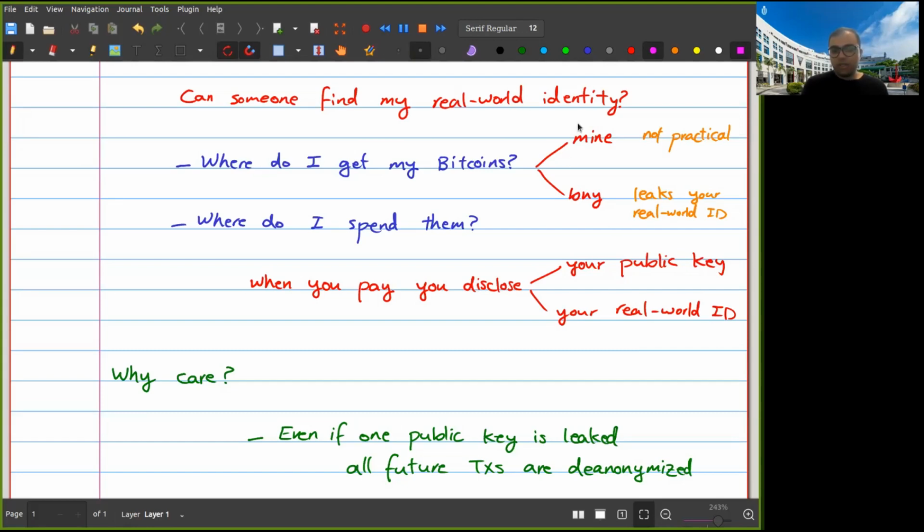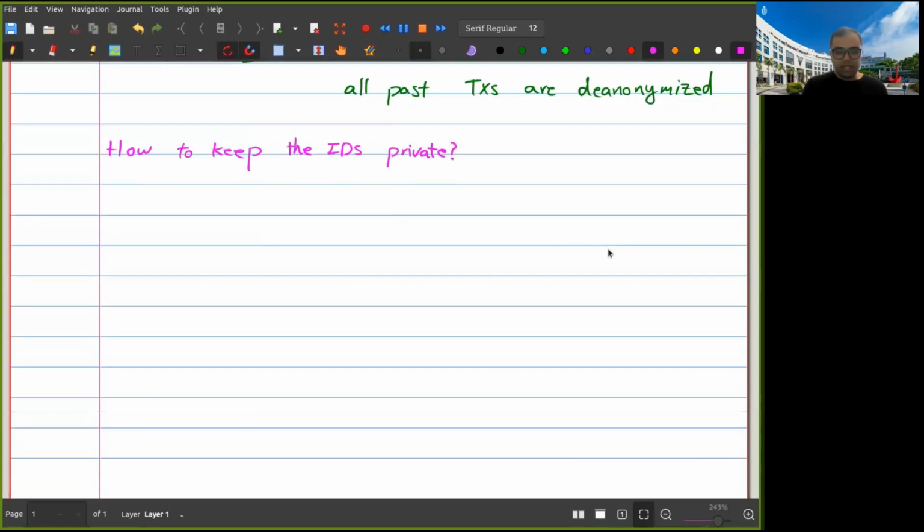And also, if I want to just mine my own Bitcoin, I need a lot of hardware. So yeah, not that great. So the impractical solution is going to be to just keep your real world ID to yourself and basically never leak your real world ID to anyone.